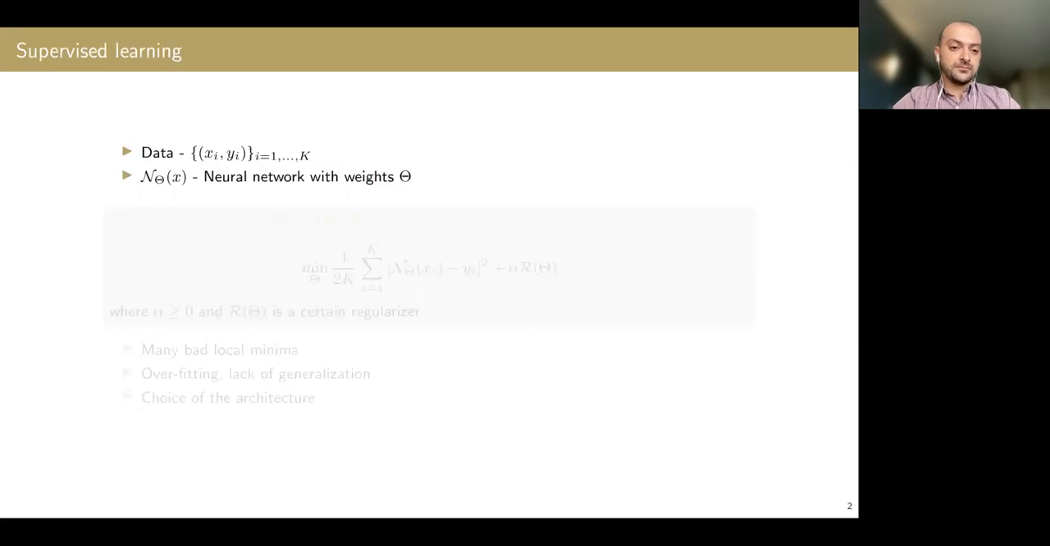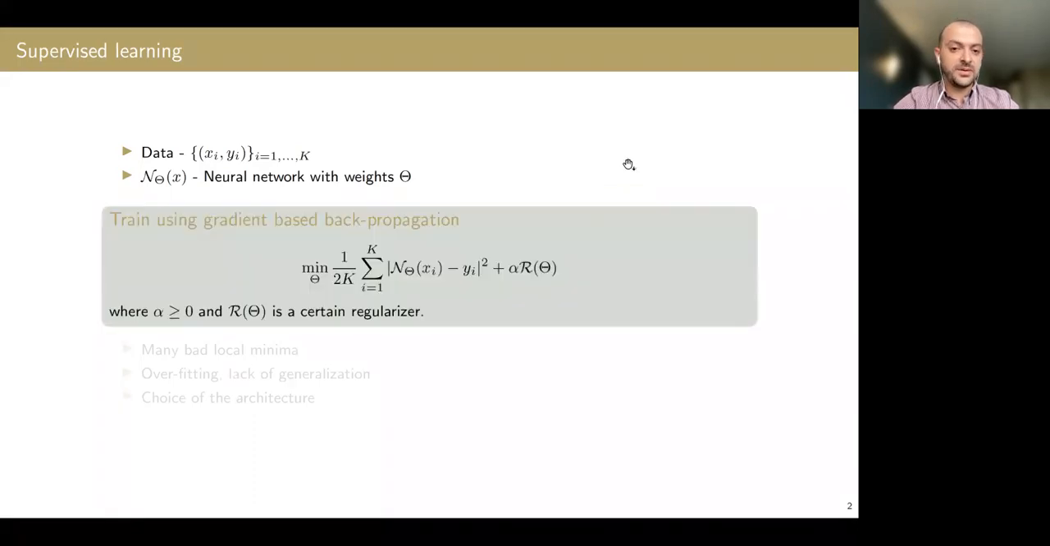So basically in general, the learning problem is we have some data, which is xi and yi, and finite data of size some k. And we are trying to fit a neural network to this data. So we have a neural network, which I'll define in a minute. It depends on some parameters theta. So theta is actually a vector. It has multiple components.